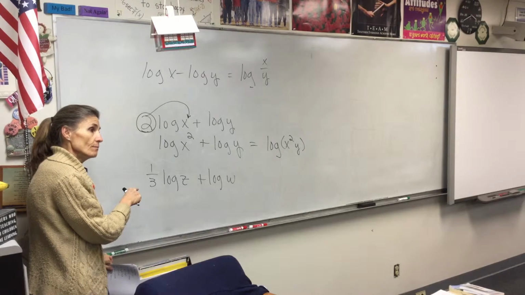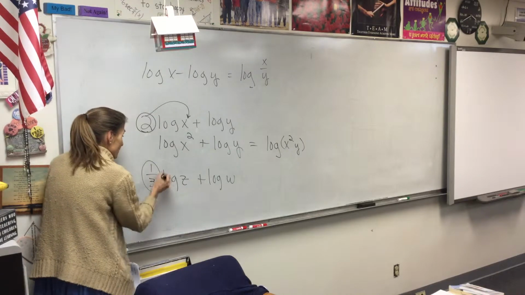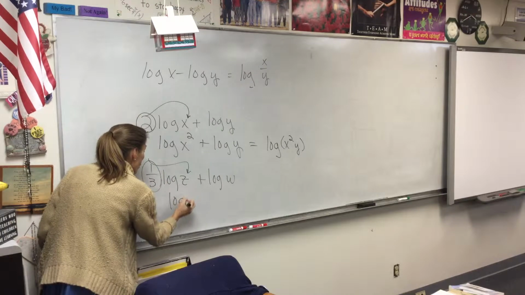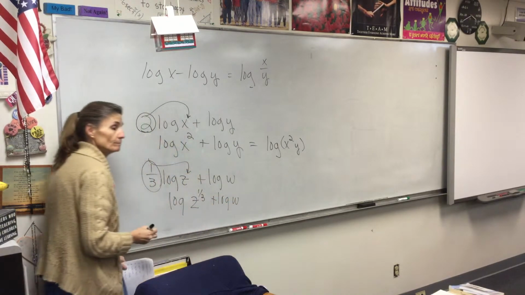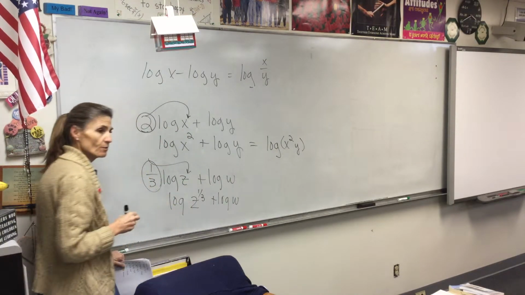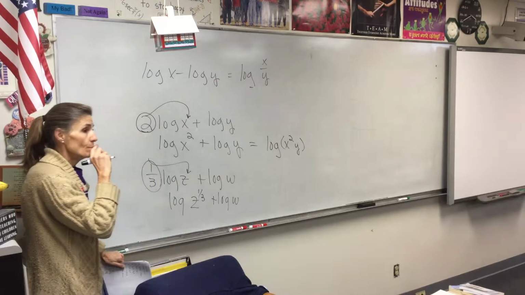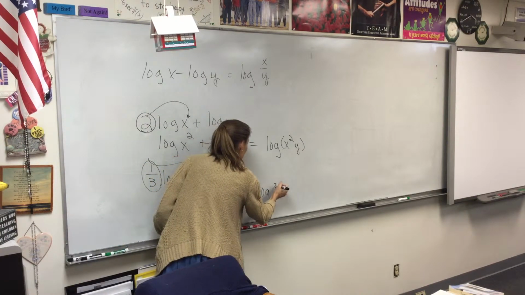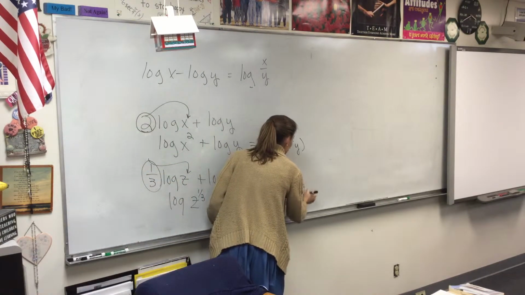All right. What do we have to take care of first? This guy. He becomes an exponent. So we have the log of z to the 1/3 plus the log of w. Tell me what z to the 1/3 means. What's that mean? The cube root. So this is the log of the cube root of z plus the log of w.